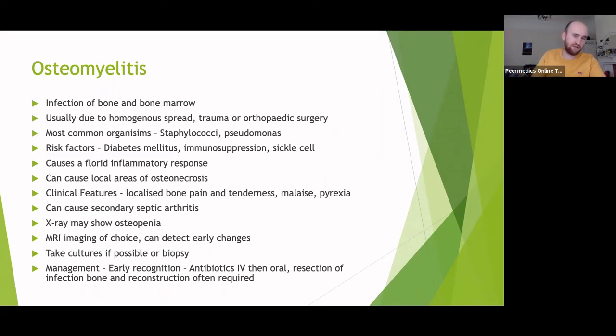Risk factors like diabetes, immunosuppression, those things that would normally affect your ability to fight infection. It can cause local areas of osteonecrosis, and the way that you'll identify it is clinically you'll see that huge area of inflammation, and then if you want to follow that up with investigations, MRI is the imaging of choice. You'll be able to detect earlier changes on there. The only problem I can see is that if you have an external fixation in place, then obviously you're not going to be able to use an MRI unless the MRI is safe, and you'll use a CT.